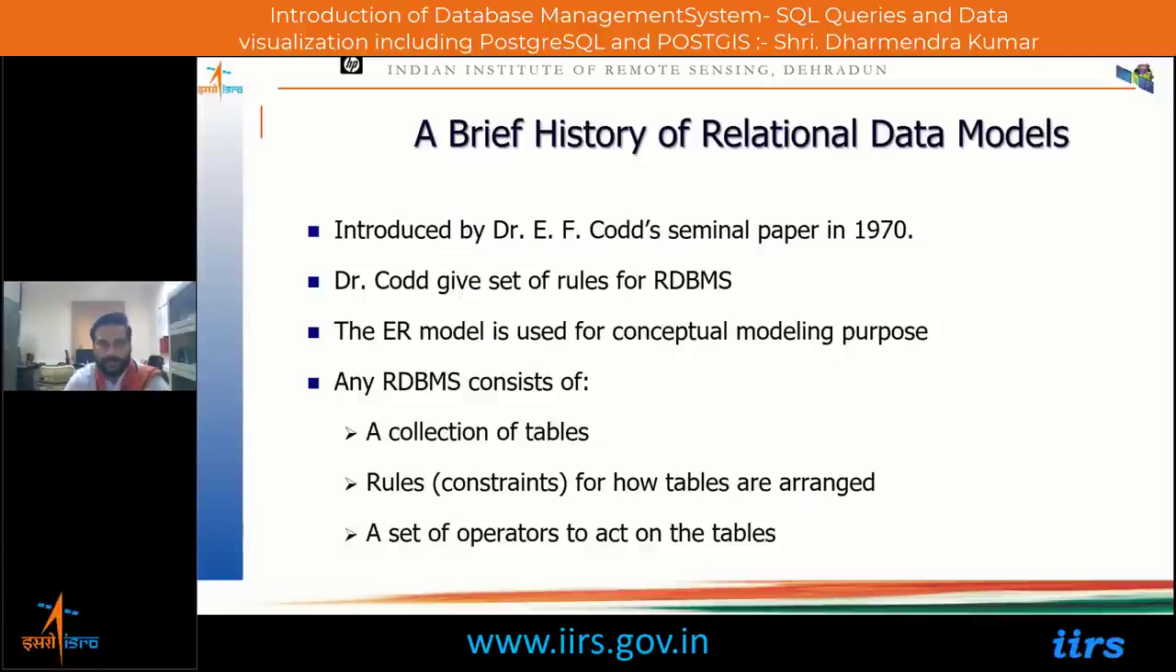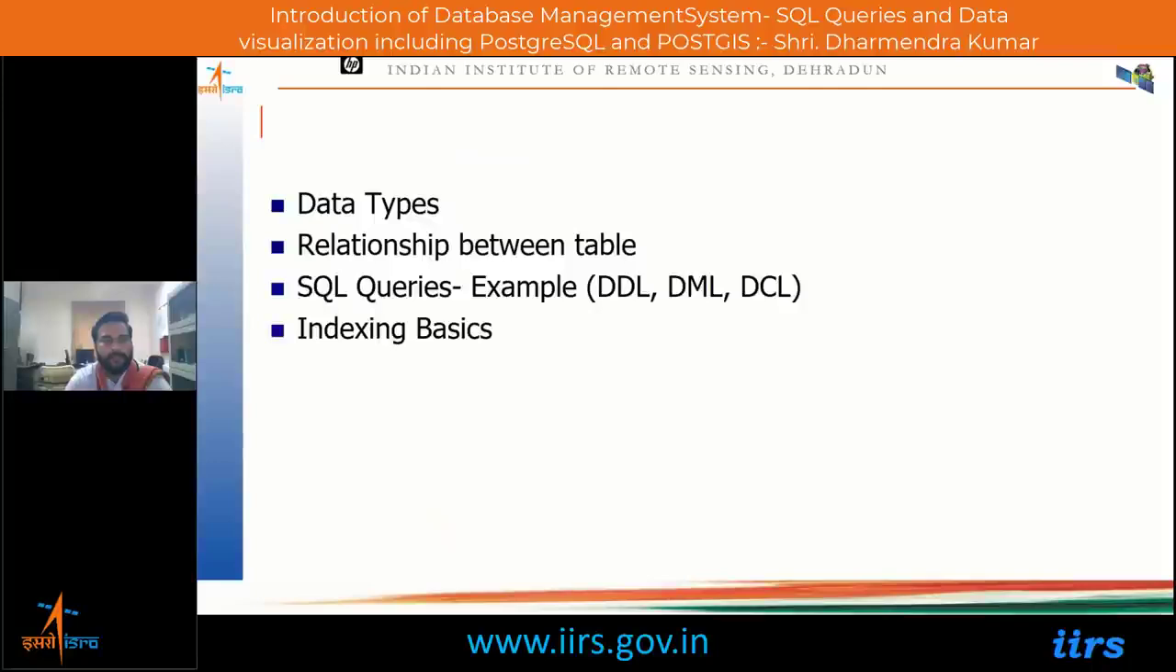Any relational database should contain some tables, which are also called relations, rules like constraints for how tables are arranged, and a set of operators to act on tables. These are the three key methods. Now there are various data types for the database, relationships between tables, and SQL queries like data definition language, data modification language, data control language. These are part of structured query language. So examples are there, and indexing.